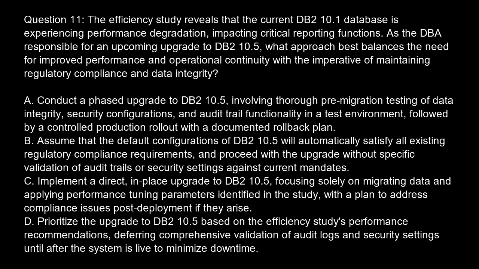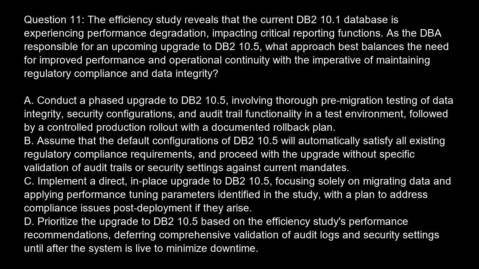Option A. Conduct a phased upgrade to DB2 5, involving thorough pre-migration testing of data integrity, security configurations, and audit trail functionality in a test environment, followed by a controlled production rollout with a documented rollback plan. Option B. Assume that the default configurations of DB2 5 will automatically satisfy all existing regulatory compliance requirements, and proceed with the upgrade without specific validation of audit trails or security settings against current mandates.